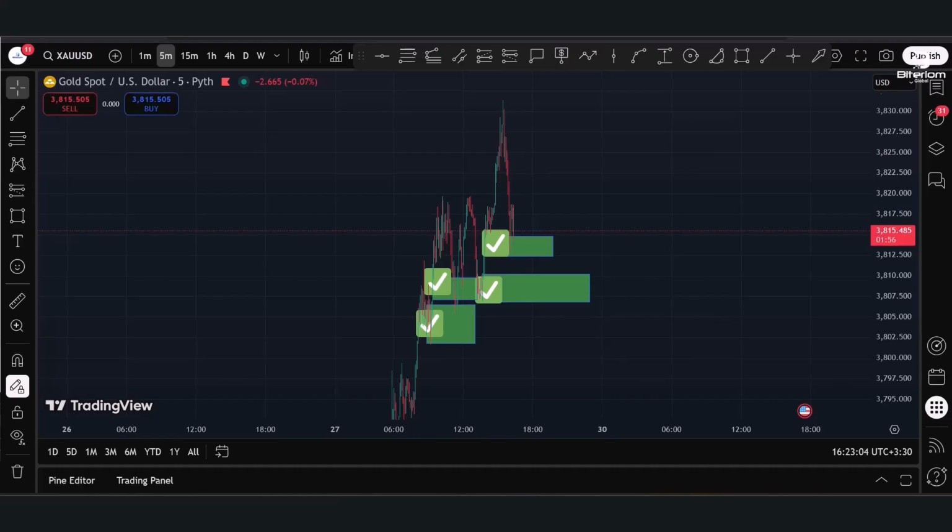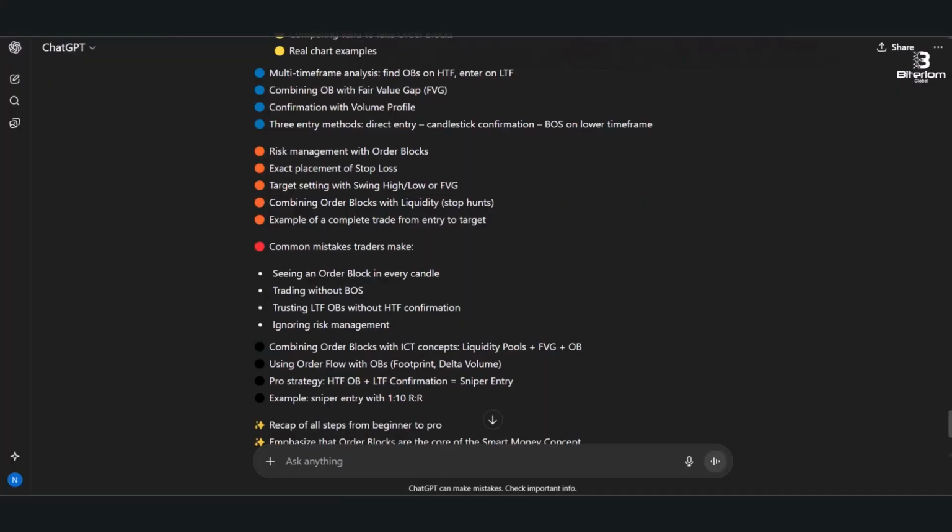Since we've understood the types and shown a real example on the chart, let's talk about finding them on multiple time frames. Finding them on the HTF and entering on the LTF. HTF stands for higher time frame and LTF stands for lower time frame. What does that mean? It means that what we did, you can do in another way.